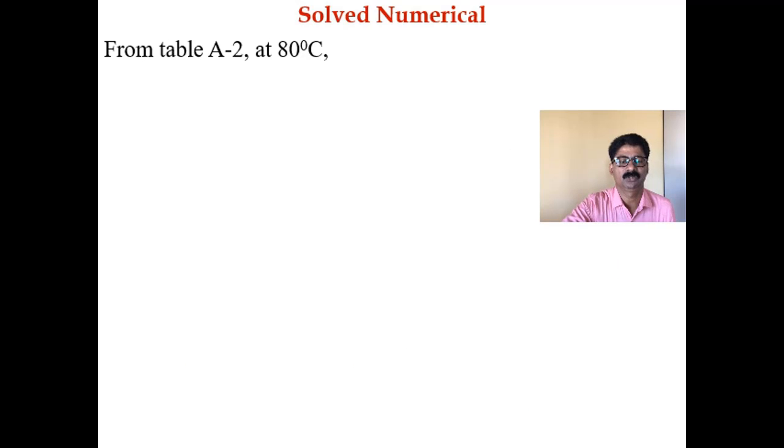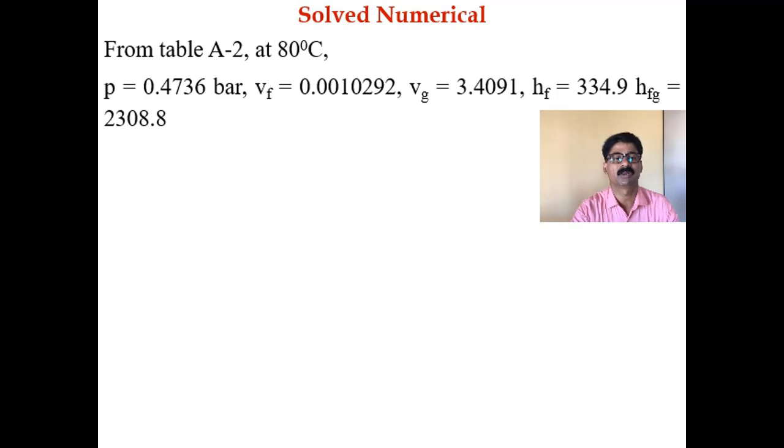Now from table A2, go to 80 degrees Celsius. Further you have to cool. Now the saturated vapor should become wet, so you have to cool till 80 degrees Celsius. Open table A2: at 80 degrees Celsius the pressure is 0.4736 bar. You see, the pressure has reduced drastically. Note down Vf and Vg in meter cube per kg, and hf and hfg in kilojoules per kg. I didn't write the units, but they are available in the table. Everything is a specific quantity: specific volume in meter cube per kg, enthalpy in kilojoules per kg.